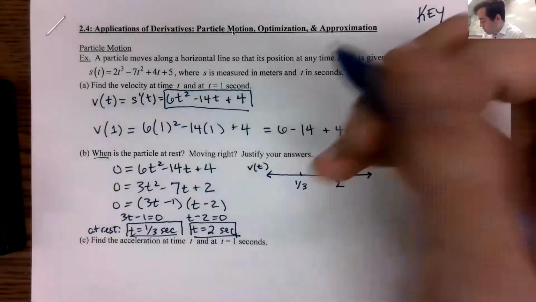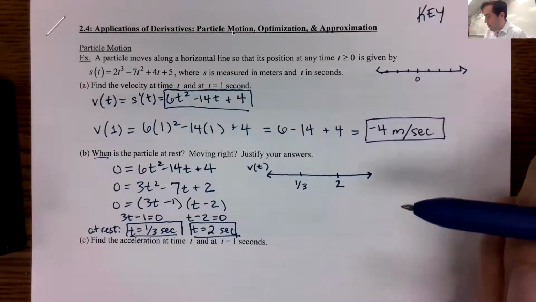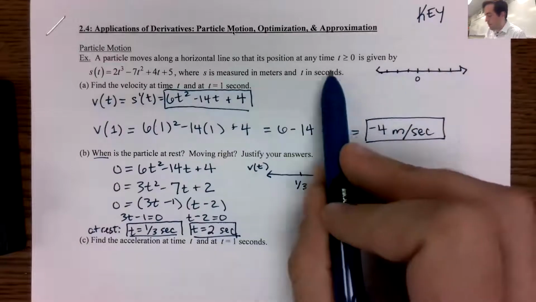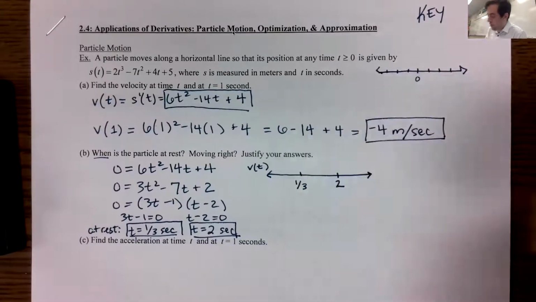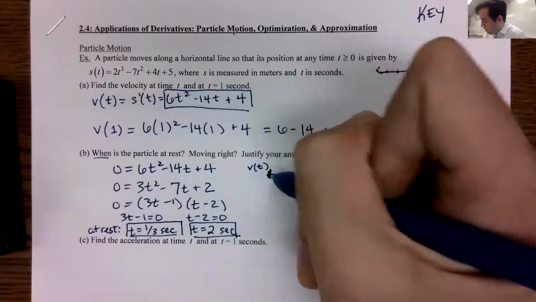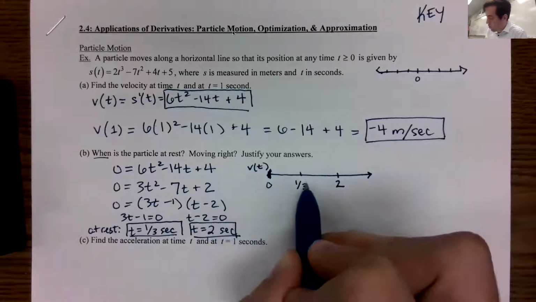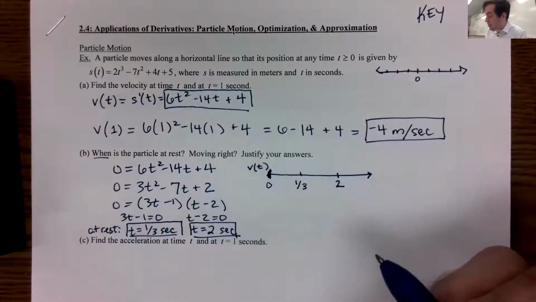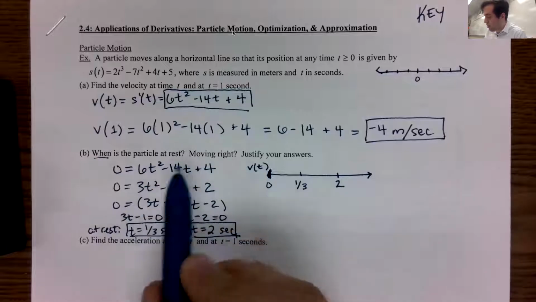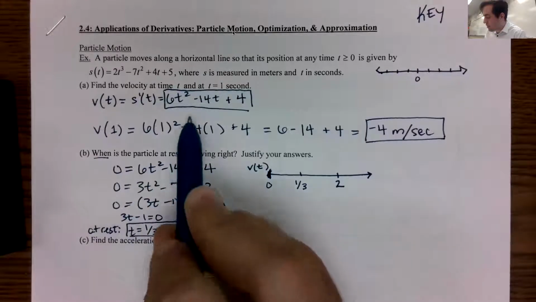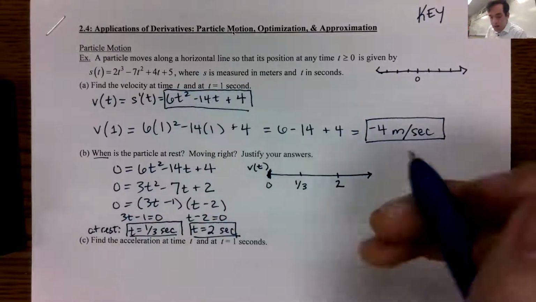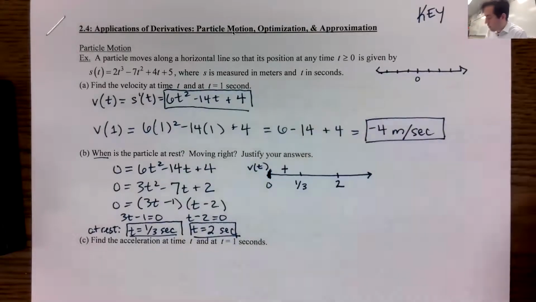It's also important to realize that we don't care about any times that are negative. It says time is greater than or equal to 0 at the beginning. So the left end of my number line can actually be 0, not an arrow. If we plug in a number between 0 and 1/3, maybe 1/6 or 0.1, into the velocity, you're going to get a positive answer.